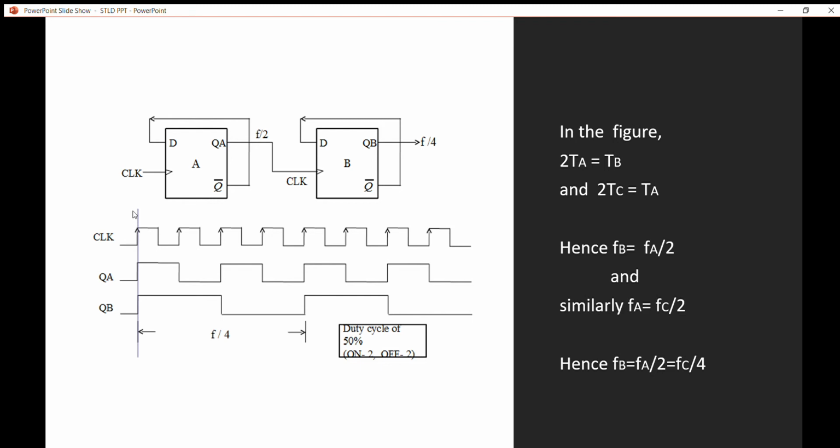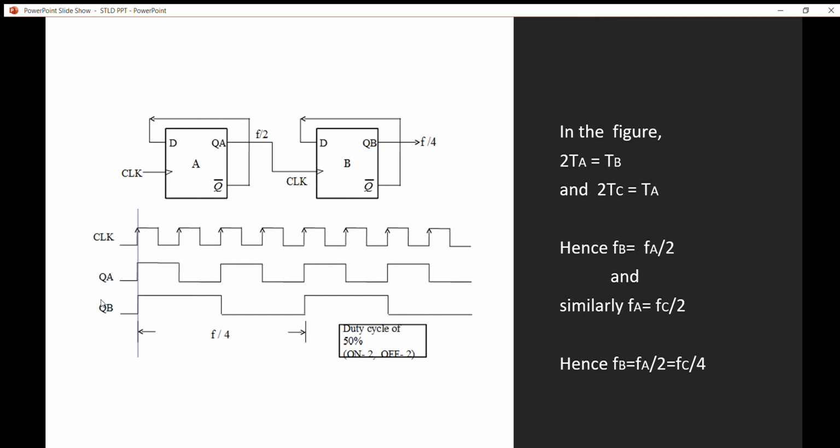When the first clock pulse arrives, that is at the positive edge of the first clock pulse, the value of QA triggers from 0 to 1. It remains 1 until the next positive edge of the clock pulse arrives, that is at this very point. The value of QA again triggers at this point from 1 to 0. It remains 0 until the next positive edge of the clock pulse arrives at this point, and it triggers from 0 to 1 again. Similarly, we can draw the entire waveform of the output QA.